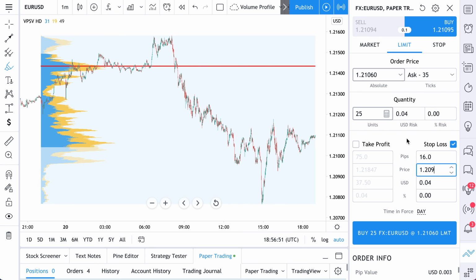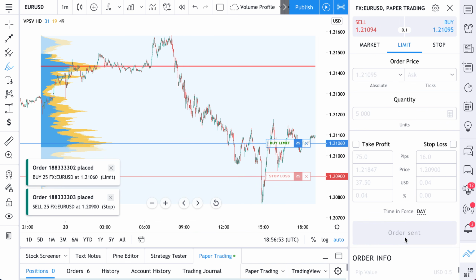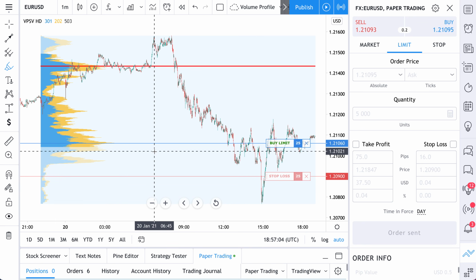1.2009. And now we click buy. And our order has been set. We have a buy limit at this high volume node. We have a stop loss when it goes into this low volume node. And that is an example.